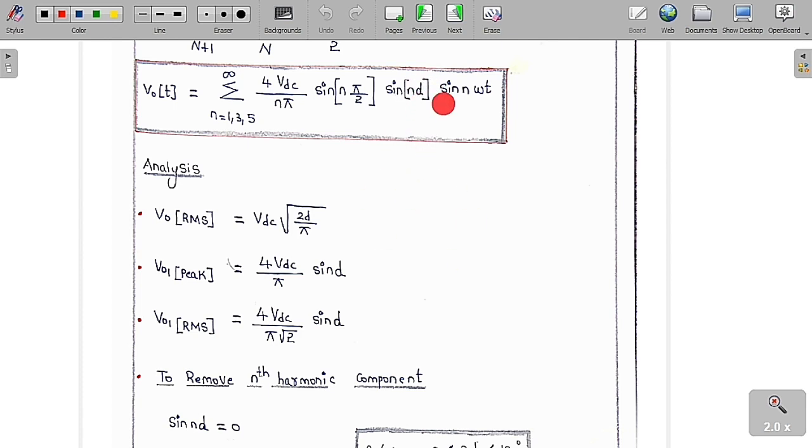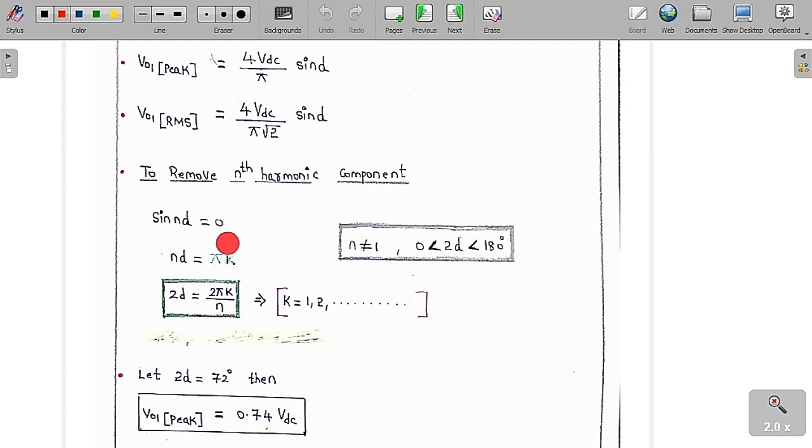Because sin nd is equal to 0 by choosing a proper pulse width. So sin nd is equal to 0. If you substitute nd equal to k into pi, k can be 1, 2, 3 up to infinity. Therefore 2d is equal to 2 pi k by n. This is called the overall pulse width, the pulse width of the given one pulse. Because capital N is equal to 1, only one pulse is present in the half cycle, and that pulse width is 2d equal to 2 pi k by n.